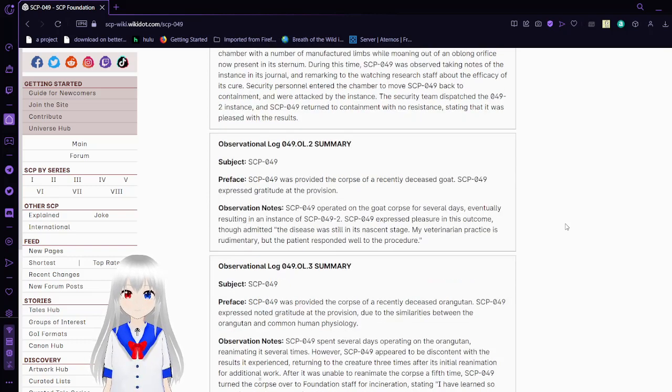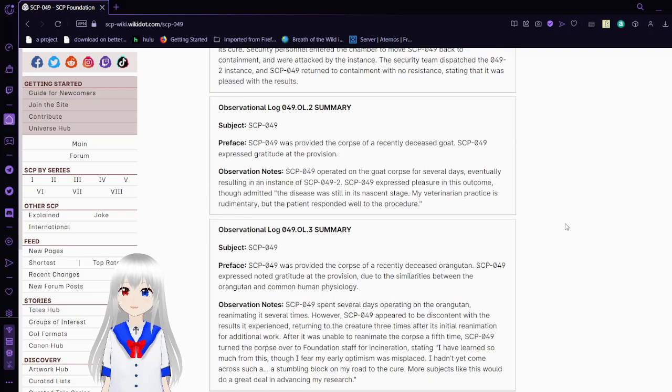Observation Log 49-2. I'm not saying that because it's kind of obvious what we're talking about here. Subject, SCP-49. Preface. SCP-49 was provided the corpse of a recently deceased goat. SCP-49 expressed gratitude at the provision. Observation Notes. SCP-49 operated on the goat corpse for several days, eventually resulting in the instance of SCP-492. SCP-49 expressed pleasure in its outcome, though admittedly the disease was still in its nascent stage.